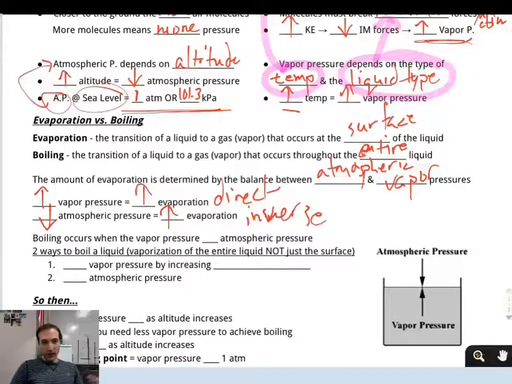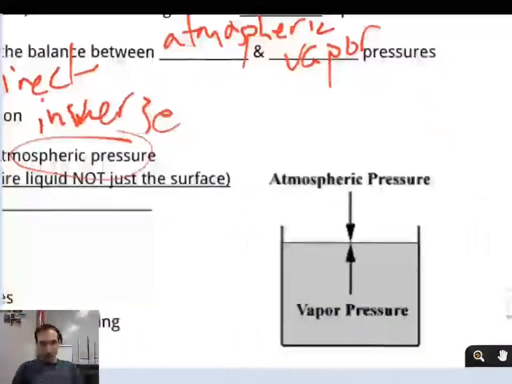Now, okay, so that's evaporation, but how do you get to boiling? Well, boiling occurs when your vapor pressure is greater than your atmospheric pressure. So when this is bigger than this. Why? Well, let's take a look. I've got this little diagram down here.